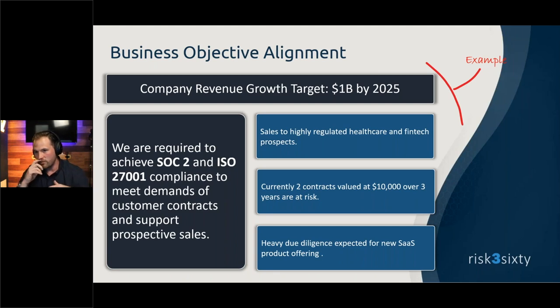Then I like to cover off on business objective alignment. I've given an example here. So for example, in this example, the company has a revenue target of 1 billion by 2025. So some aggressive growth targets.